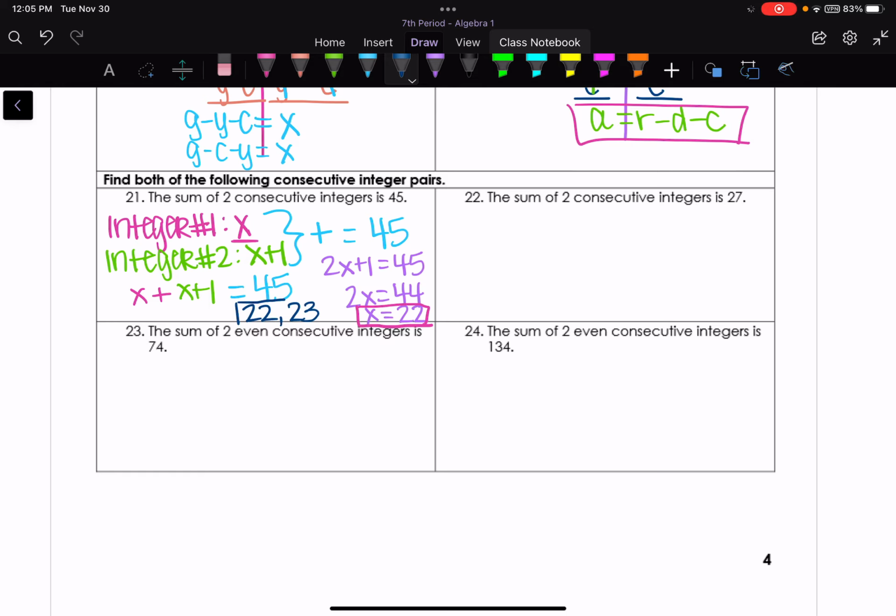And I'm sorry that it's kind of smushed in here. Hopefully that's easier to read. All right, so let's look at the next one.